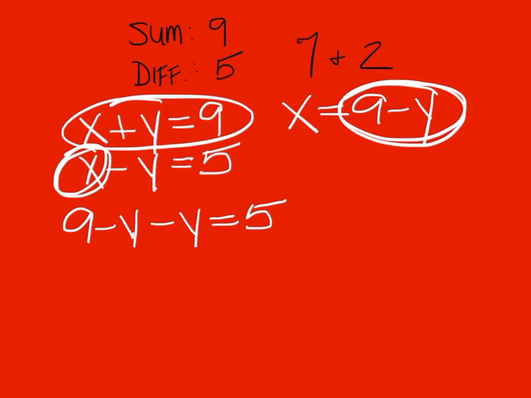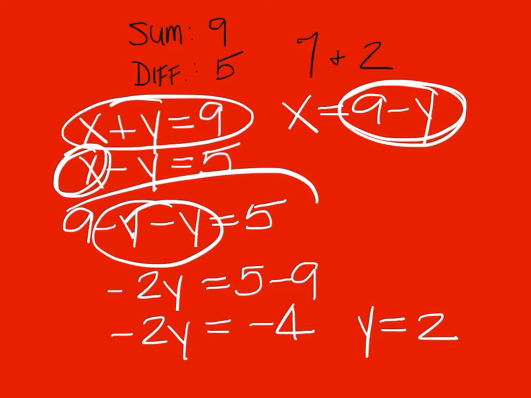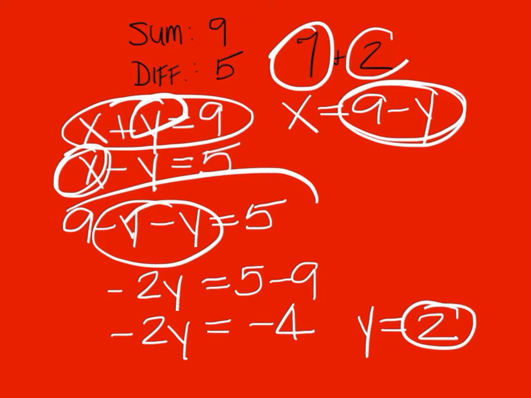9 minus y equals 5. And then I can combine these together to make it minus 2y, move this to this side to make it 5 minus 9. Negative 2y equals negative 4. That means y would have to be 2. So if y is 2, what am I adding to 2 to get 9? 7. So you have 7 and 2.